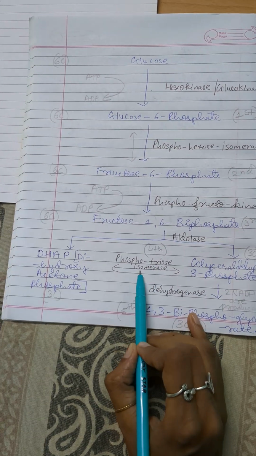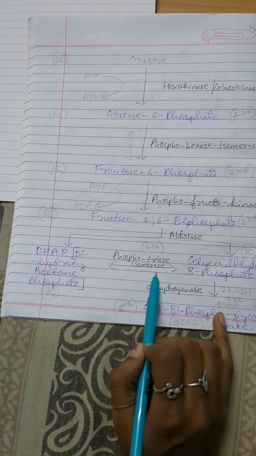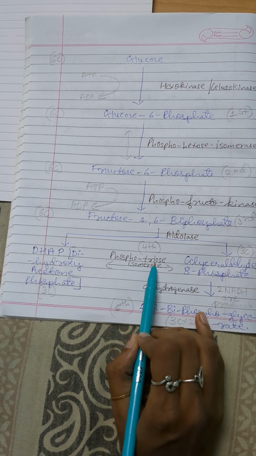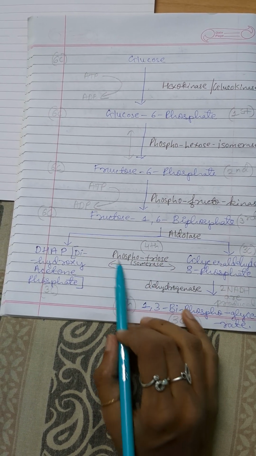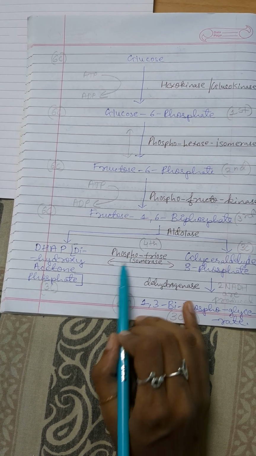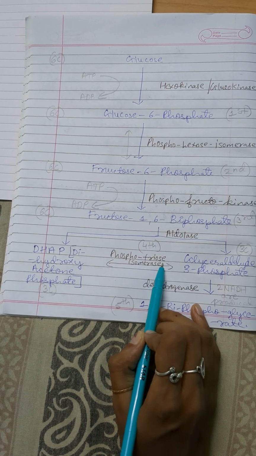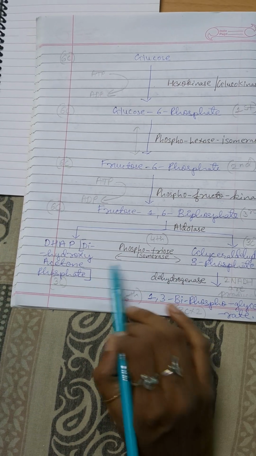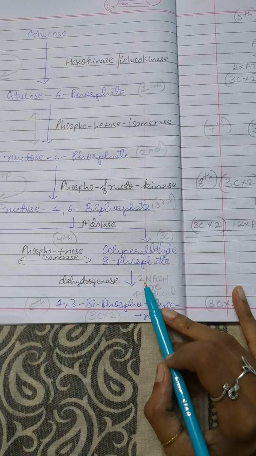So the enzyme is isomerase. The whole name of the enzyme is phosphotriose isomerase. Phospho represents the phosphate group, triose means 3 carbons, and isomerase, because they are isomers of each other.